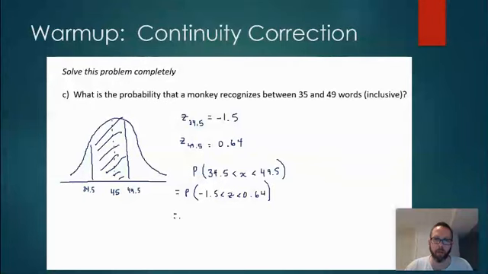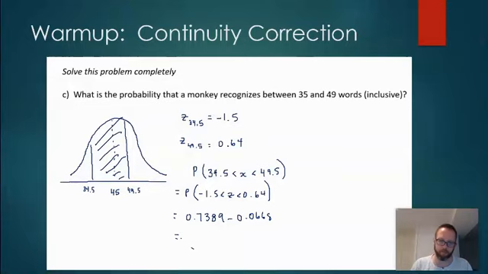And we look up those corresponding z-score probabilities from our table. And because it's a between question, we'll subtract them. So 0.64, 0.7389, and negative 1.5, 0.0668. And we've got it.